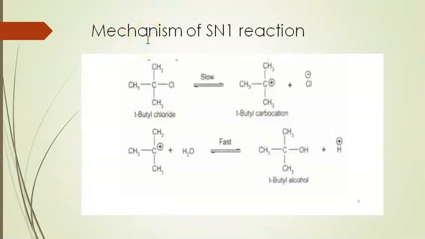In the mechanism of the SN1 reaction, tertiary butyl chloride forms a carbocation in the first step and Cl minus is replaced, that is, the intermediate formation is the carbocation formation. By hydrolysis, in the first step, there is a formation of tertiary butyl bromide and replacement of H plus.